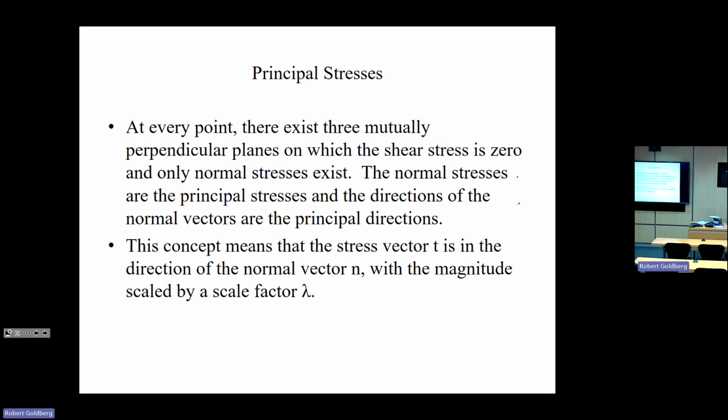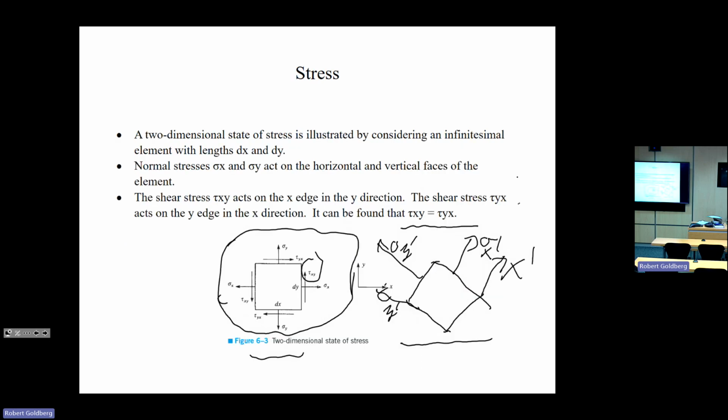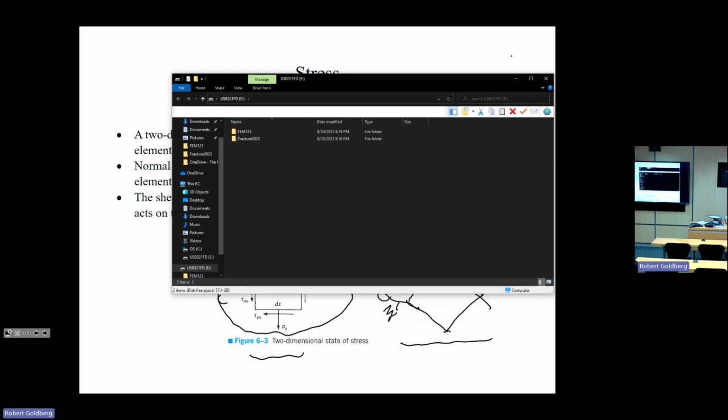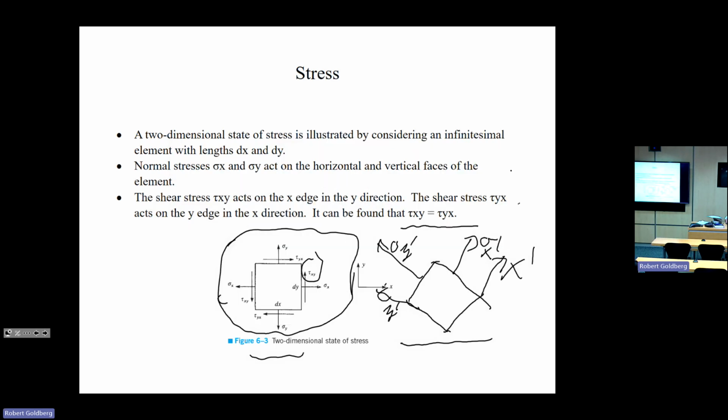These normal stresses are called the principal stresses, and the angle that we have to rotate to reach this state is referred to as the principal direction. So we've rotated by some angle theta.